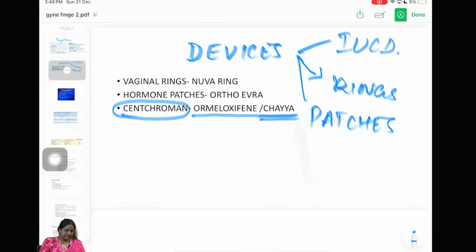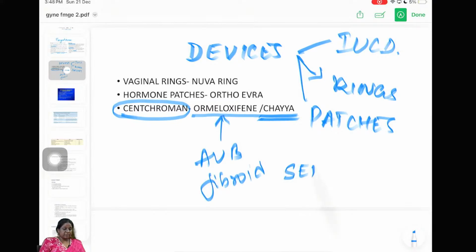Chaya is our government prepared ormeloxifene tablet. Chaya. Okay. Ormeloxifene, I think you will remember, we already studied in AUB and fibroid. Okay, it is a selective estrogen receptor modulator, SERM. Okay.